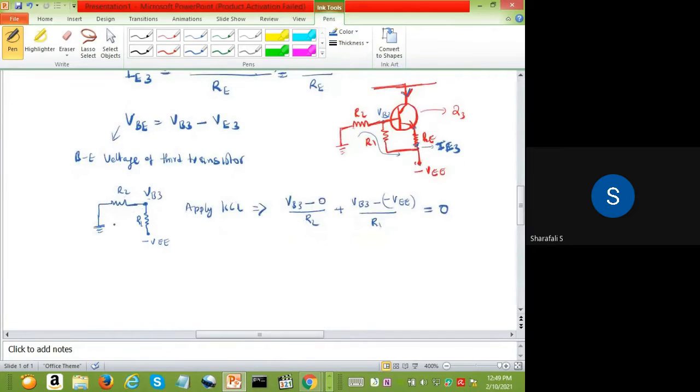Considering this as a closed loop. Okay, if you consider this as a junction, otherwise you can apply it like this. This is your I1, the current flowing through this, and consider this as your I2. At this junction, the current which is coming will be equal to the current which is leaving. So you can also write it like VB3 minus 0 by R2 equal to VB3 minus VEE by R1. That is also possible.